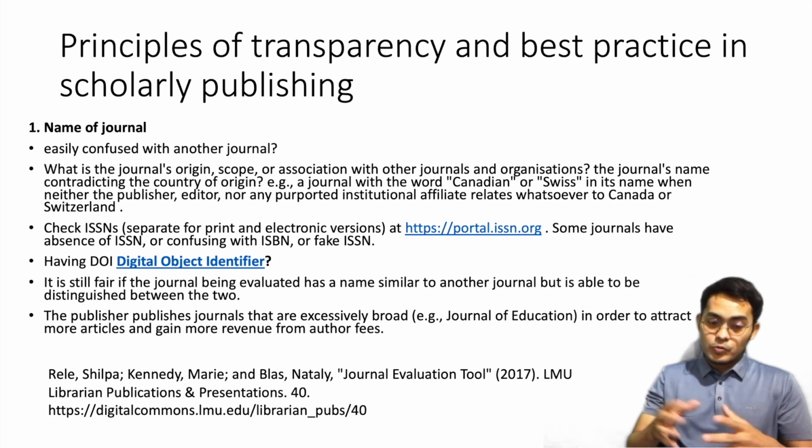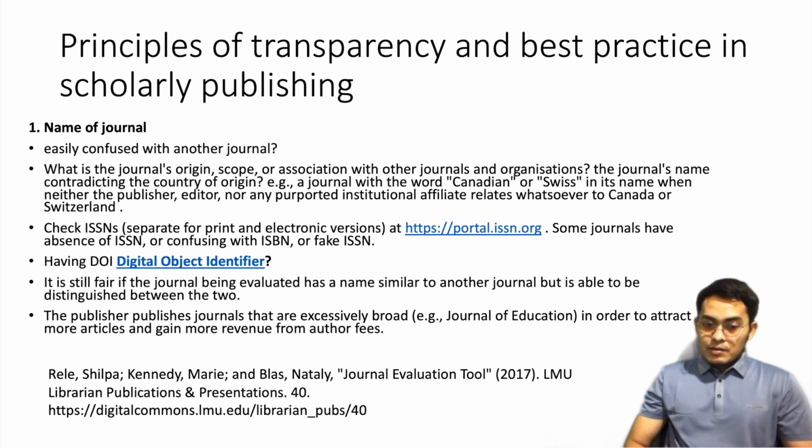So what you need to do is check the ISSN, separate for print and electronic versions. You can go to https://portal.issn.org. Some journals have an absent ISSN, or confuse it with the ISBN for books, or even use a fake ISSN. So you need to go to that portal, see this number, and then check it out. Some journals do not even have a DOI number, or digital object identifier.